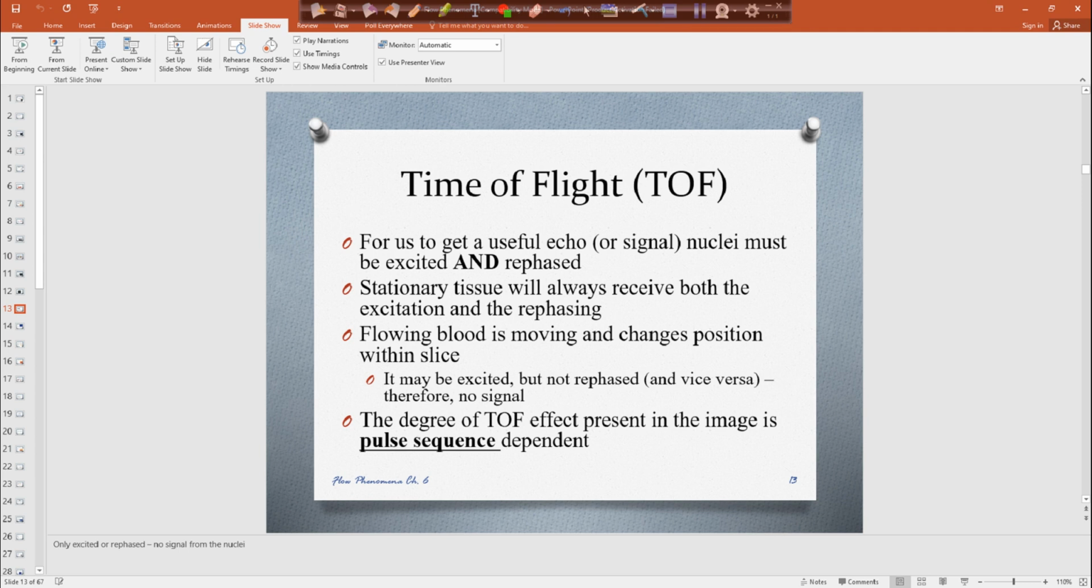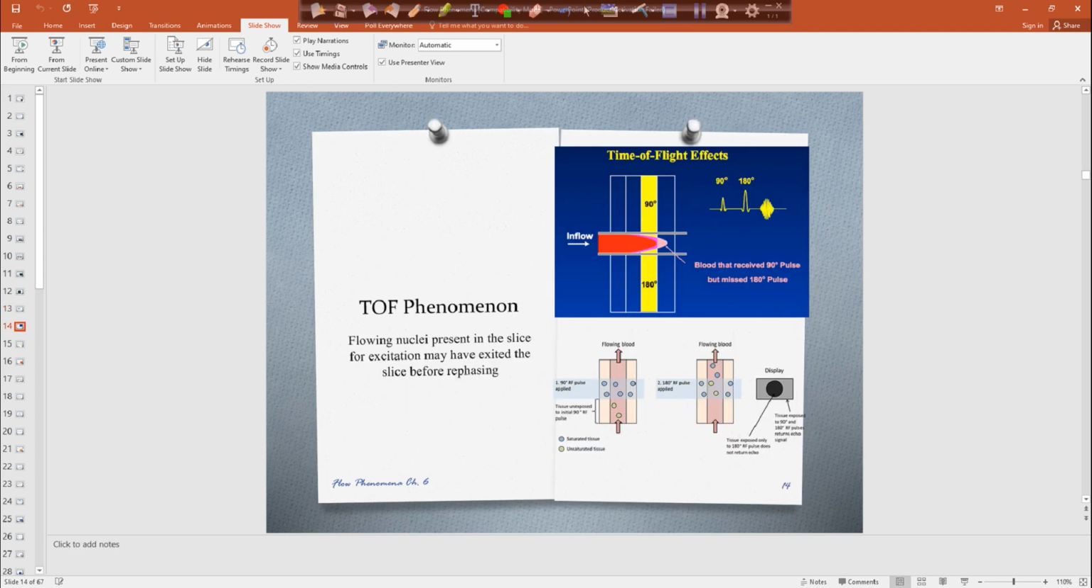So that's why time of flight effects are pulse sequence dependent. Here's just a little drawing that shows that. We have flowing blood coming into the slice. It received a 90 degree excitation pulse, but then it has exited the slice before it receives the 180. That creates a signal void within that vessel. Okay? Signal void.